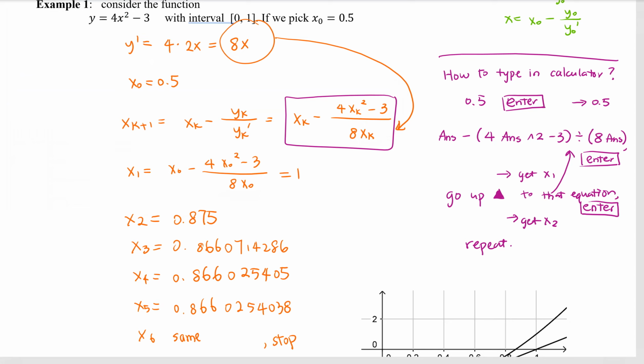Okay? I remember sometimes it looks like you don't need to go up to the previous line. You just click enter. So it really depends on your calculator. So please investigate your calculator. Okay, so if you get an answer and then you click enter, do you get these numbers? Okay, yes, awesome.